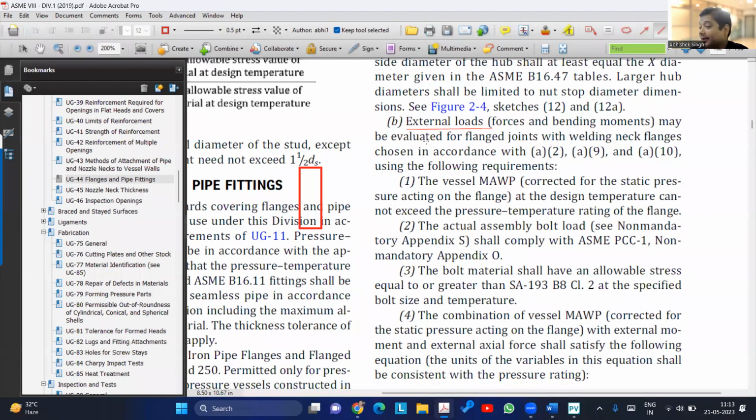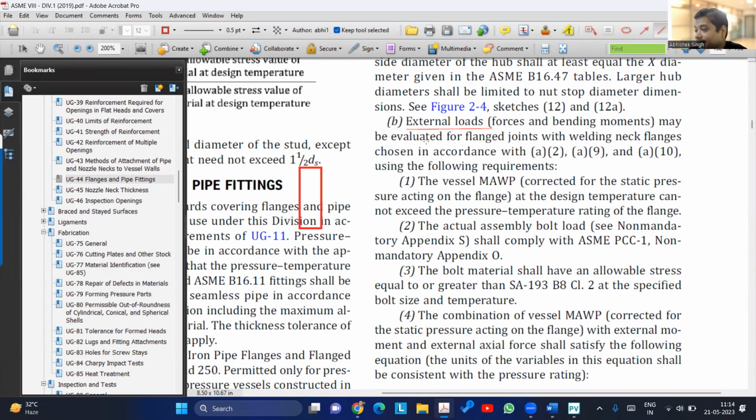Now, if I want to go to FEA, let us say this is the scenario. Even by using mandatory appendix 2, what was happening is that I had to either increase the thickness or change some dimension. If I have to do that, that means the flange will actually become a non-standard one, which you have to start from making as a forging and then machining. So that is increasing my process. So I thought, let us go with FEA.